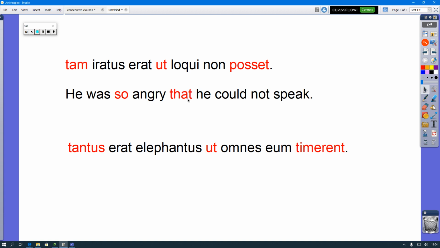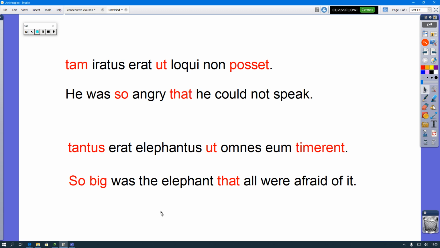In my second sentence, tantus erat elephantus, you do find this quite often, that for rhetorical reasons the tam word can go to the front of the sentence and slightly invert the way we would translate the beginning of it. So instead of saying "the elephant was so big", in this sentence it says, "so big was the elephant". And it's something we do in English as well. So big was the elephant that all were afraid of it. Ut omnes timerent: that all were afraid of it. So ut and the subjunctive, timerent, just like posset, an imperfect subjunctive.